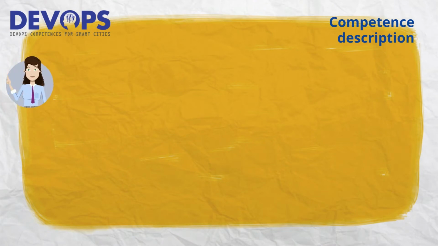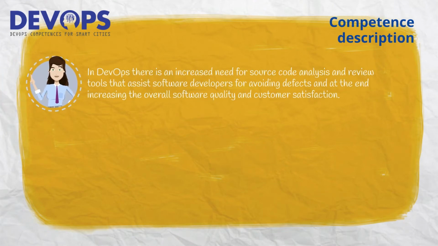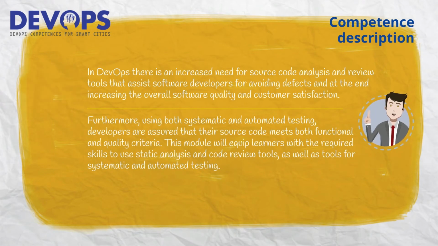Competence description. In DevOps there is an increased need for source code analysis and review tools that assist software developers in avoiding defects and, in the end, increasing the overall software quality and customer satisfaction. Furthermore, using both systematic and automated testing, developers are assured that their source code meets both functional and quality criteria. This module will equip learners with the required skills to use static analysis and code review tools, as well as tools for systematic and automated testing.